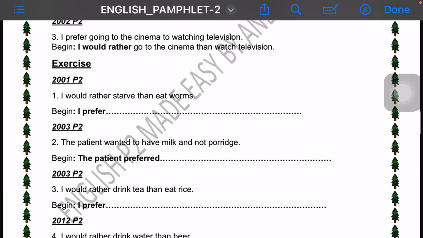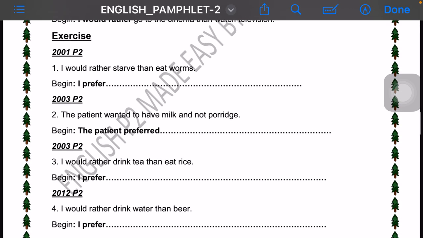Here's some exercises, you can try them. Then you give your answers in the comment section below. Then I'll respond to you if the answers are correct or not.